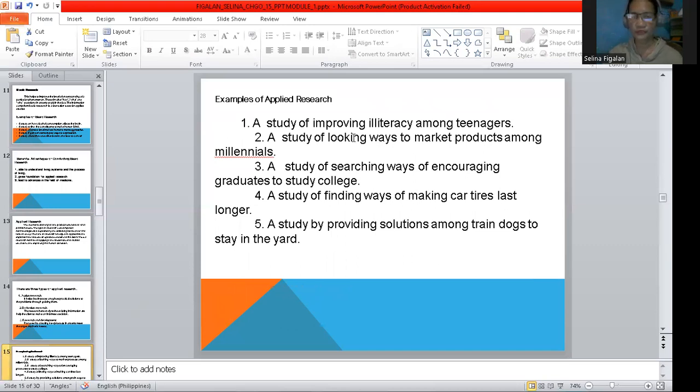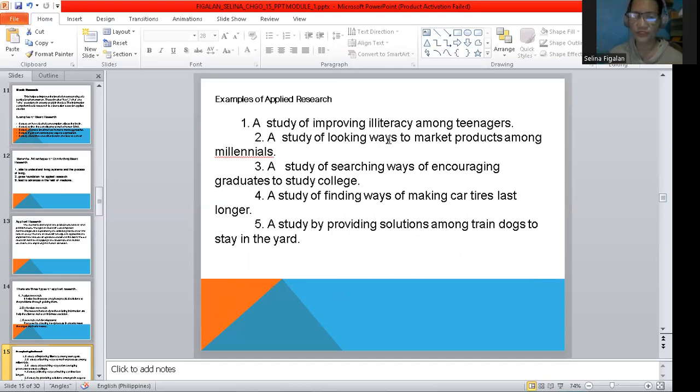Examples of applied research: a study of improving illiteracy among teenagers. Bakit sila naging illiterate? A study of looking ways to market products among millennials. Ano ba yung mga produkto na kagat or talagang naaakma sa millennials? Kaya yun ang reason kung bakit pinag-aaralan ang stages ng tao. Even sa negosyo man, pinag-aaralan yon.